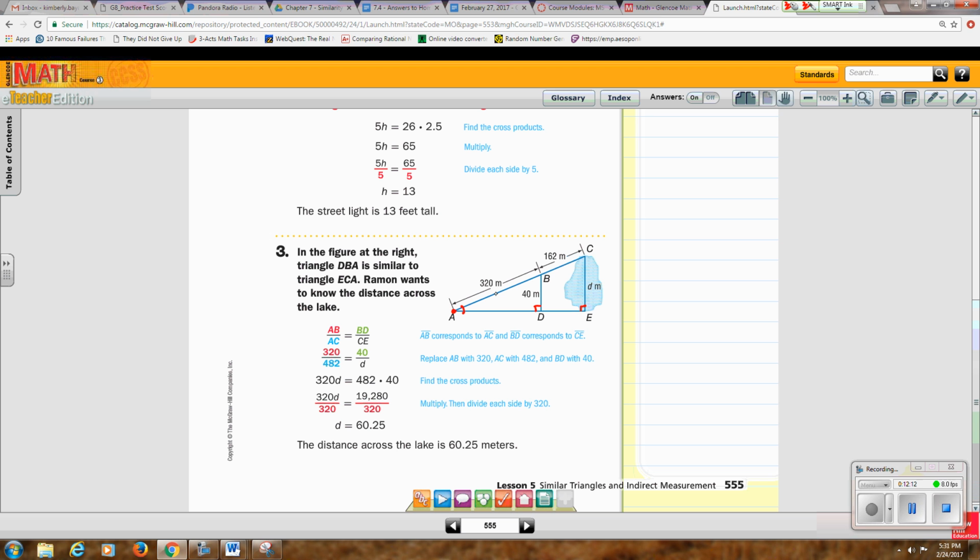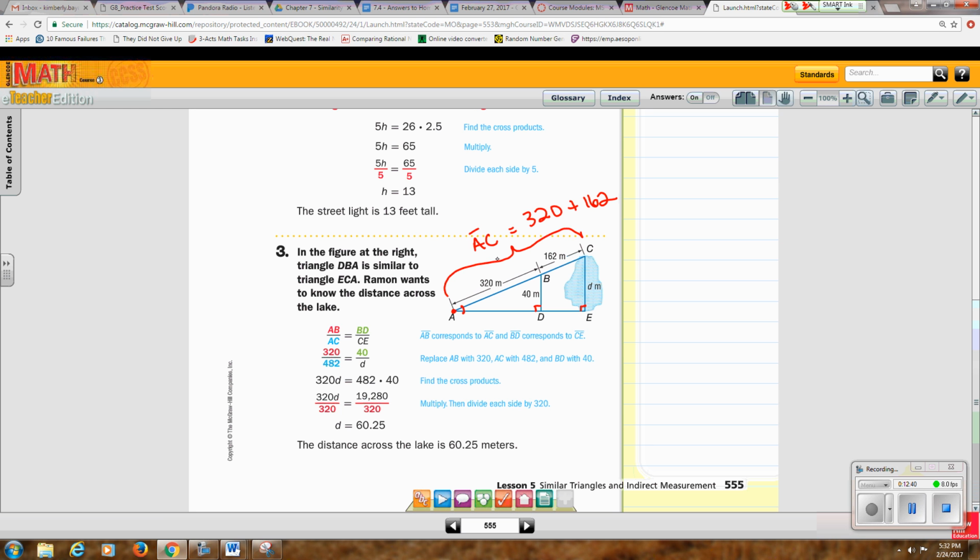Okay, so we know the distance between A and B is 320, and we know the distance from B to C is 162. So we have to find out the entire distance from A to C. So we would do 320 plus 162, and find that entire distance.